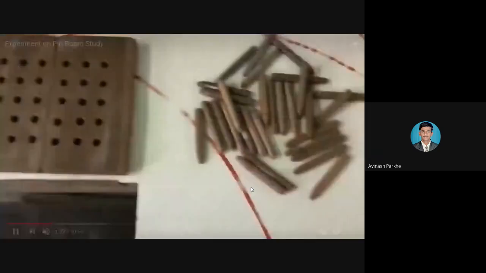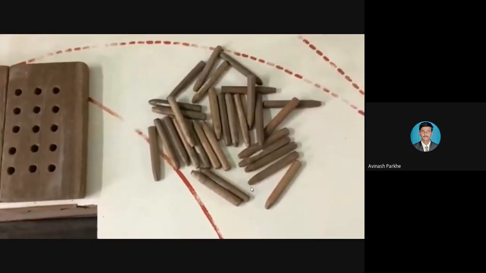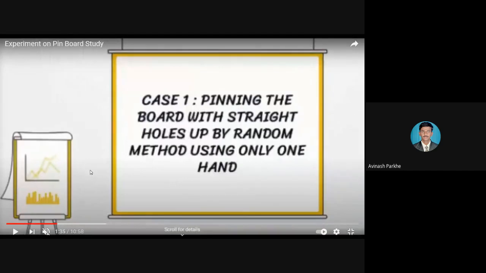So what is our requirement? You have to insert those 30 pins in that particular board. So this is case number 1. You can read: pinning the board with the straight holes up by random method using only one hand. So I have to fill the holes by using the pins, using one hand only.